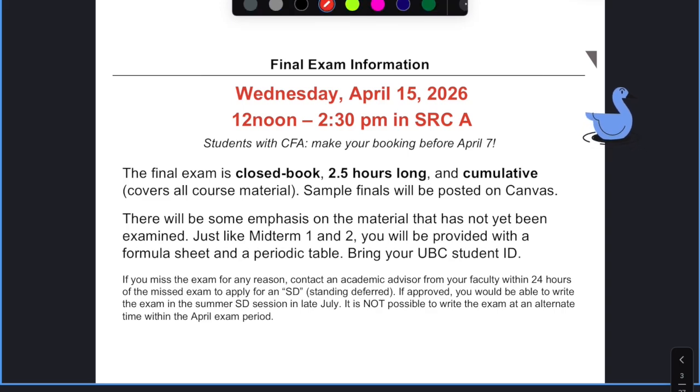I will be posting sample finals up onto Canvas, and just like midterm 1 and 2, bring your student ID. This one is really, really important. You have to have your student ID with you for writing your final. We will be taking attendance in that part too.